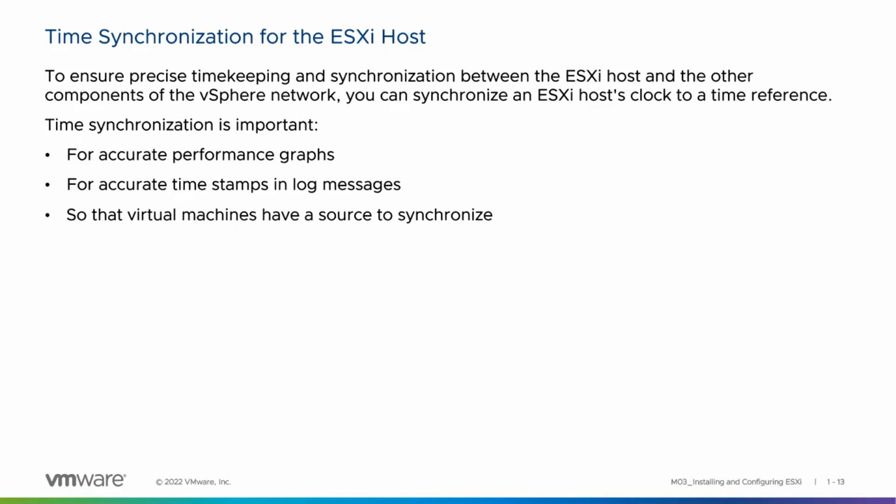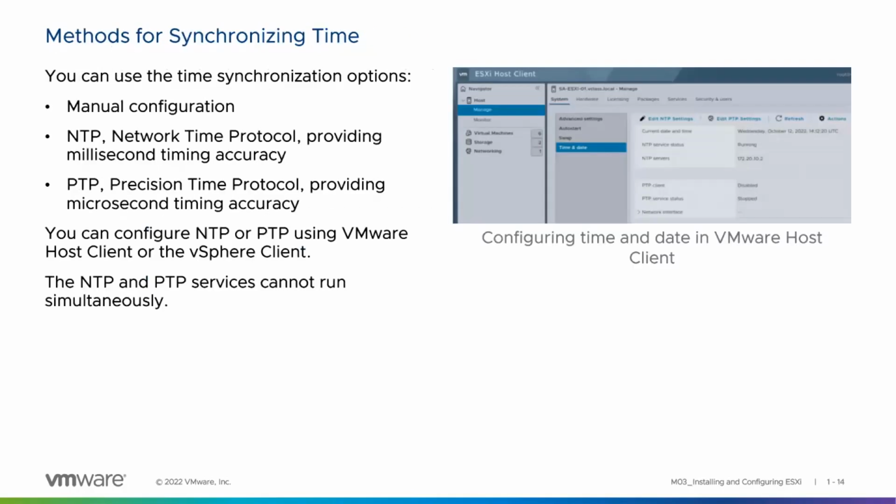But you need VMware Tools installed for that to work. So manual configuration is not preferred; using NTP is my preferred. There's also Precision Time Protocol. It's supposed to be microsecond timing accuracy versus millisecond timing accuracy. I don't know why you need microsecond timing accuracy, so I still like NTP. It's the most widely used and easy one out there. And you can only do one or the other, not both.